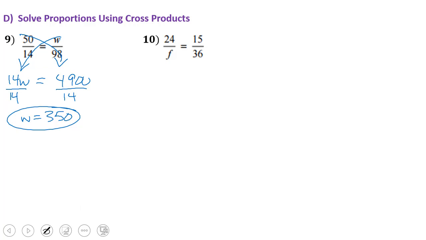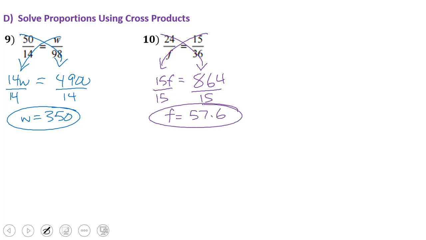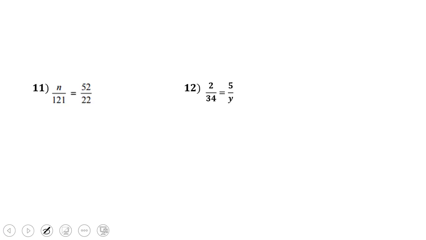Our next example, 24 is to F as 15 is to 36. Doing our cross products, we have 15 times F, which is 15F, and we have 24 times 36, which is 864. And then, of course, properties of equality for division and inverse operations, dividing both sides by 15 would give us 57.6. Voila. Yes, you can have a decimal in your ratio for your proportion. It doesn't have to be a whole number. Moving right along to a couple other examples.